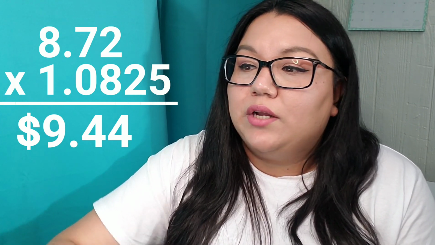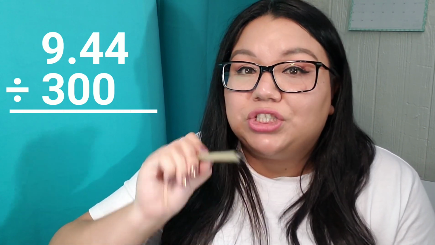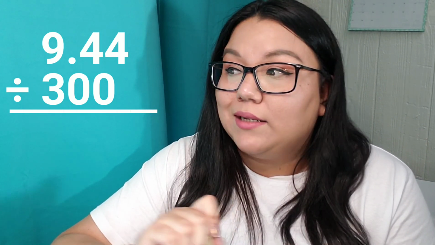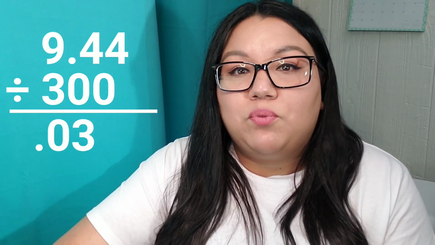Now, if you look right here, it says it is a pack of 300 sheets. So you're going to take that $9.44, because again I rounded up, and divide it by 300. That tells me that each single sheet in this pack is 3 cents. Okay? So all we're going to do is get the price for one single chip bag using these specific materials. So, noting it down, one single sheet of paper for one chip bag is 3 cents.